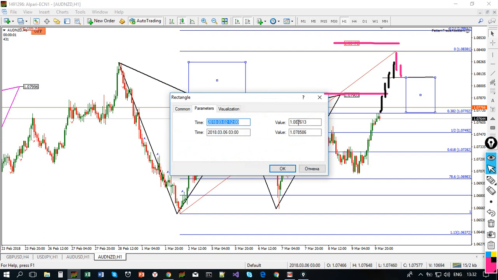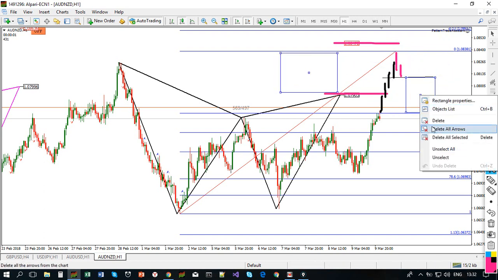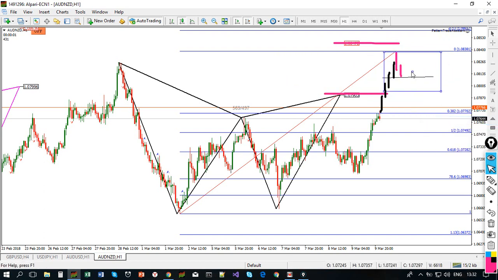43.1, 0.08, 43.1, 0.08, like this. So your stop loss will be this way. In case your stop loss is larger than your take profit, I do it this way. Let me delete this one. I do it this way.